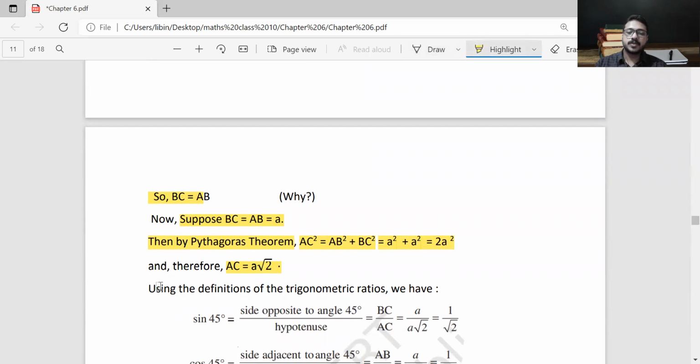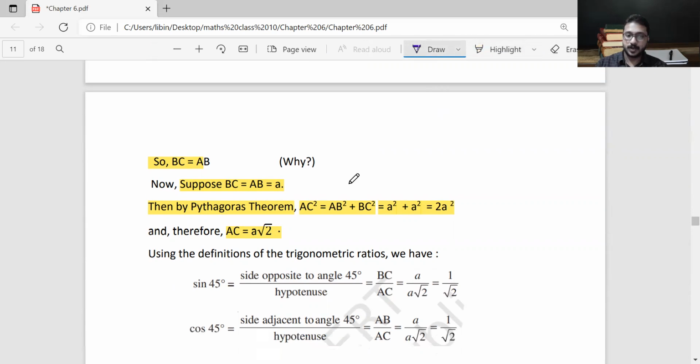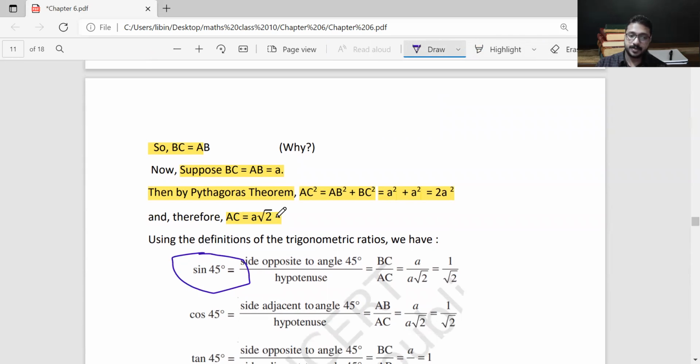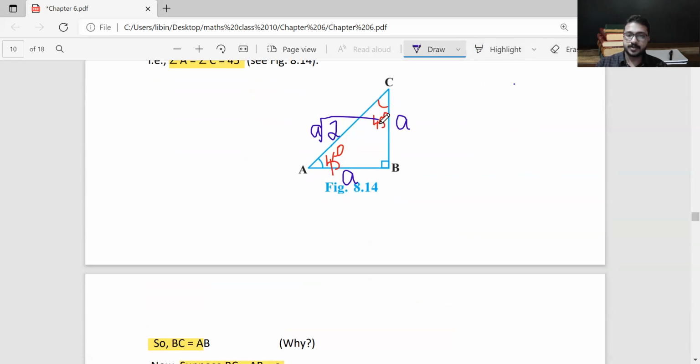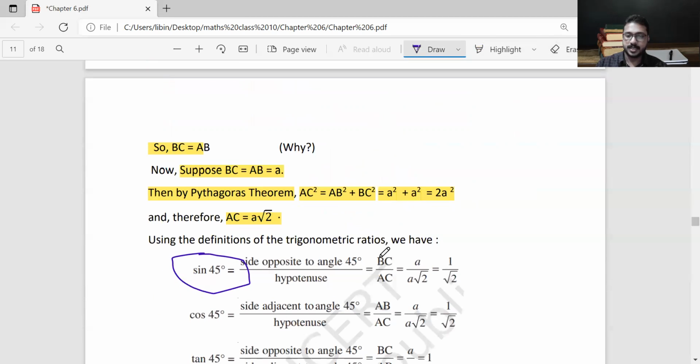Okay, now when we make use of the definition, we know what is sine 45. If we are taking this value sine 45, what is the value of sine 45? Sine 45 means opposite side by hypotenuse, that is BC divided by AC. What is the value of BC? BC is equal to A, and AC is equal to A root 2. We can cancel this A, and the final answer will be sine 45 is equal to 1 by root 2.